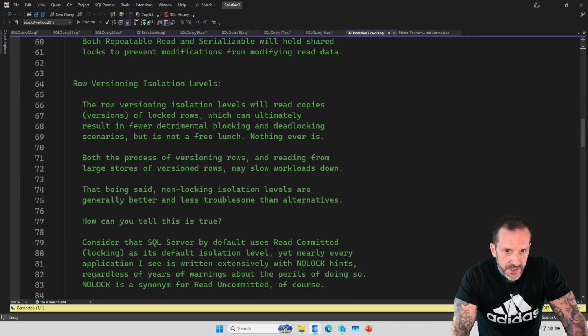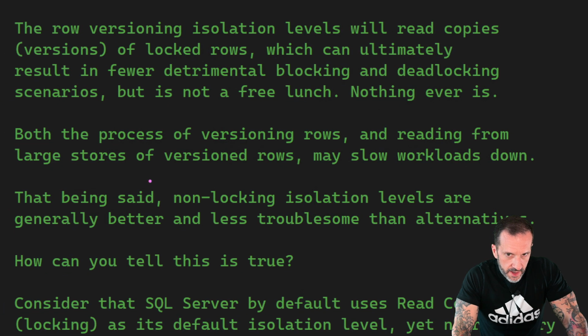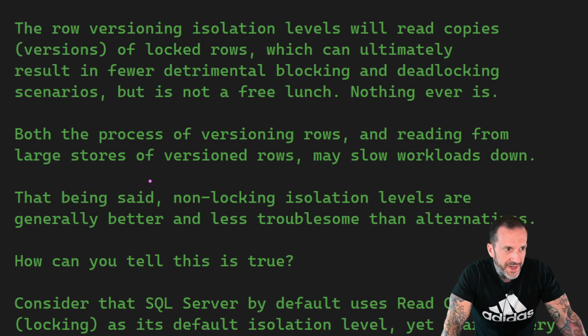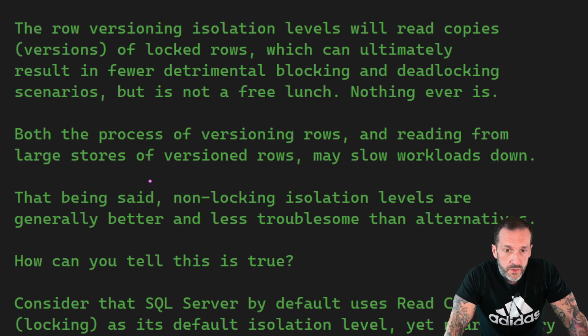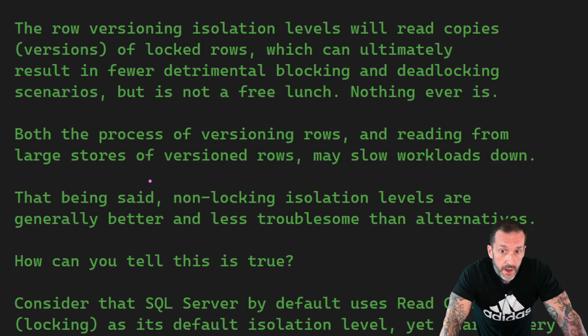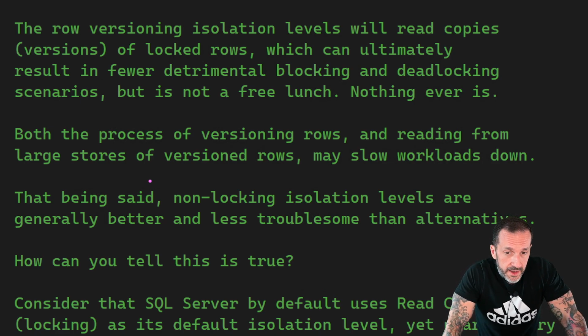The row versioning isolation levels are a little bit different. The row versioning isolation levels will read copies or versions of locked rows, which can of course result in fewer detrimental blocking and deadlocking scenarios.